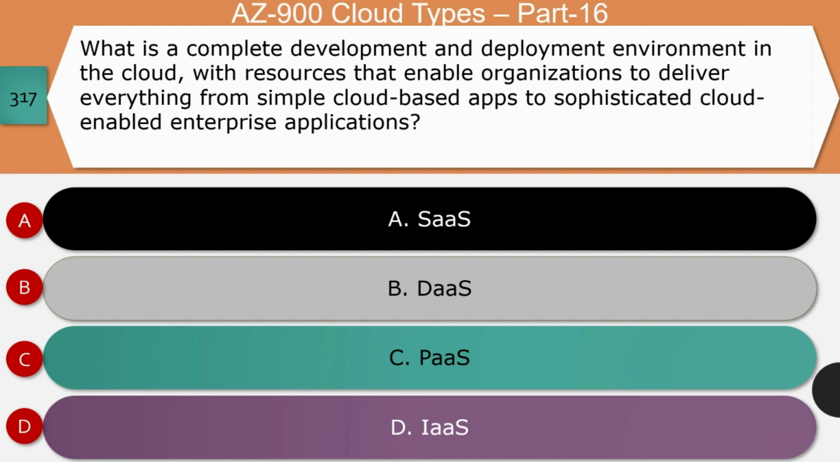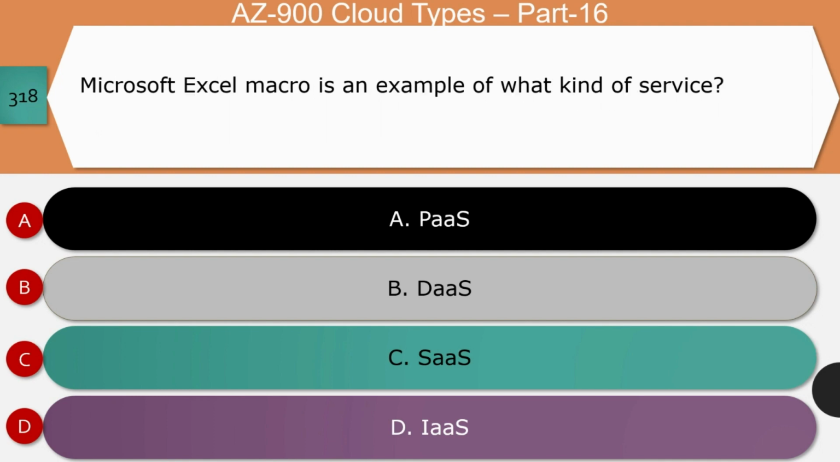Next question, what is a complete development and deployment environment in the cloud with resources that enable organizations to deliver everything from simple cloud-based apps to sophisticated cloud-enabled enterprise applications? Is it SaaS or DaaS or PaaS or IaaS? The right answer for this question is PaaS. The reason behind selecting this answer is that using the PaaS model, you can build, compile, and deploy applications as per your requirement. Required runtime services will be enabled at the PaaS level, and so you can build any application quickly and deploy it. And so option C is the correct answer.